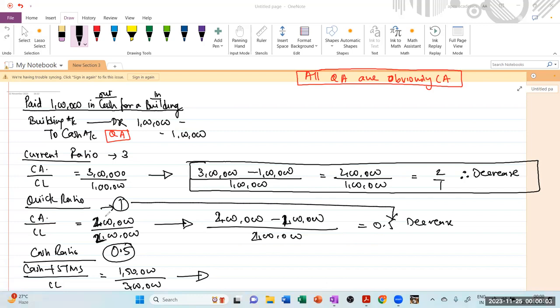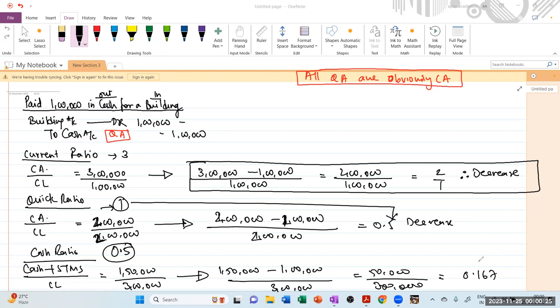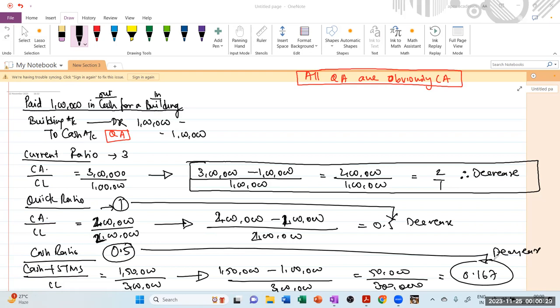Yes or no? Here what is happening? 150 minus 1 lakh divided by 3 lakhs. What is this? 50,000 upon 3 lakhs. What is 50 divided by 300? What is the answer? 0.167. So what is happening? Obviously there is a decrease. Take a screenshot. Wait. I think you can now understand.